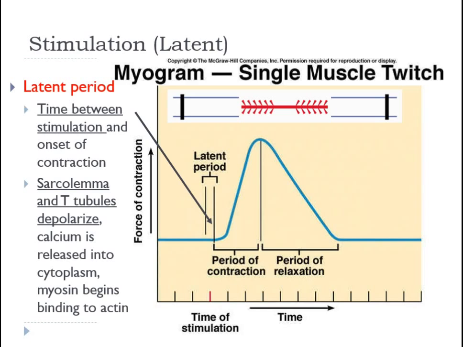The sarcolemma and the T-tubules begin to depolarize, and then calcium is released into the cytoplasm, and then the myosin, the thick heads and the thin heads, start to get some sort of reaction. So that's what that latent period is. We're just getting the reaction to go ahead and start, and those myosin heads are going to start to attach to the thin filaments and start to do a movement.